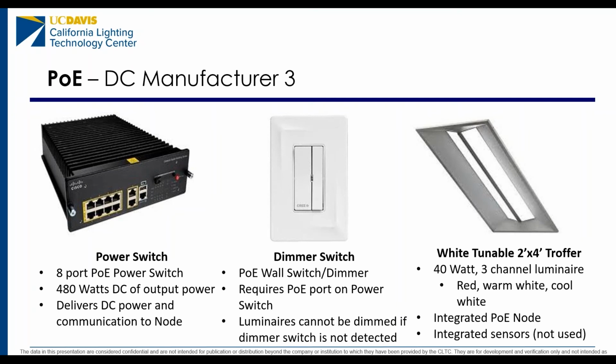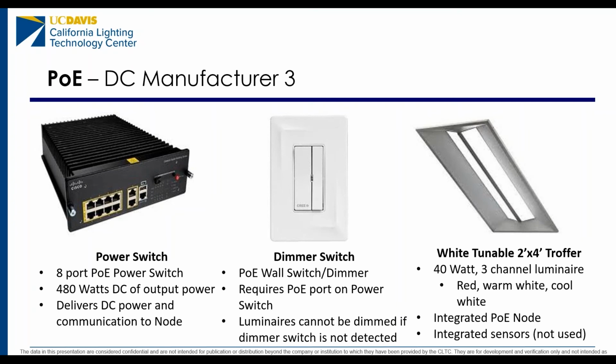One main difference is that the DC Manufacturer 2 system allows you to dim the luminaires through the user interface. So basically, you could sit at a screen and dim all the luminaires to whatever setting you wanted. The DC Manufacturer 3 system does not allow you to do any dimming unless it sees a PoE-compatible dimmer switch on the network. So with the other system, you could have only luminaires connected and still dim through a software interface, but for this system, if you don't have a dimmer switch connected, it will not allow you to dim. And we'll get into why that's important later.